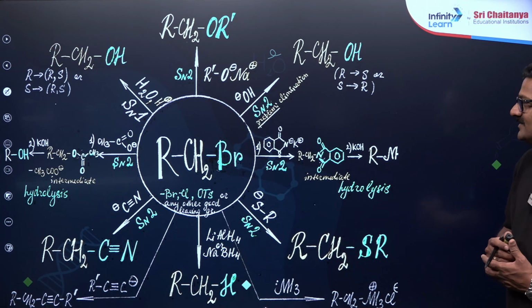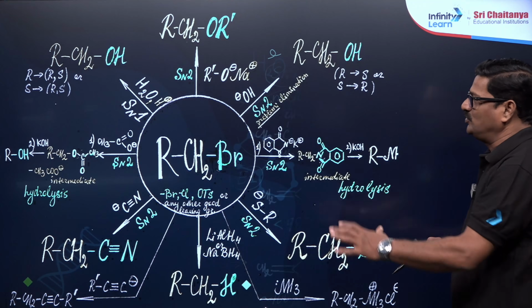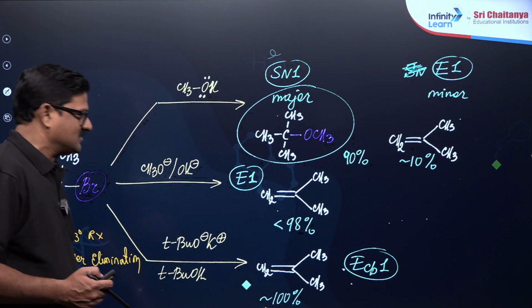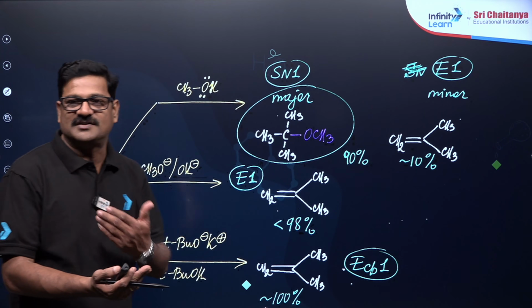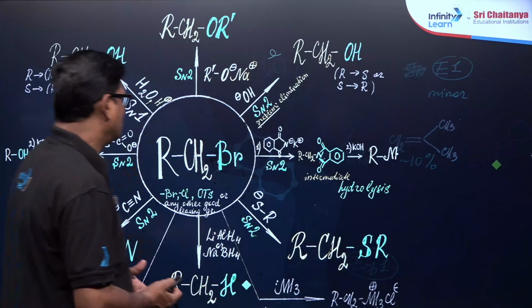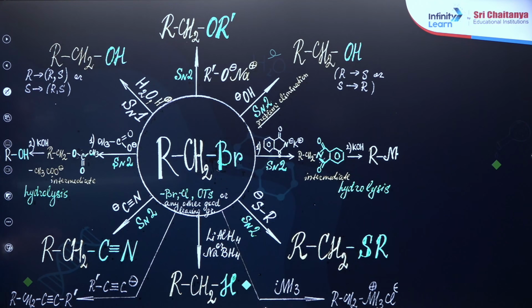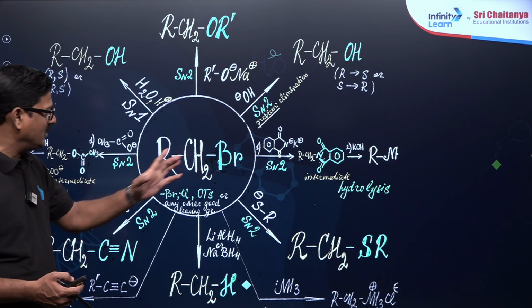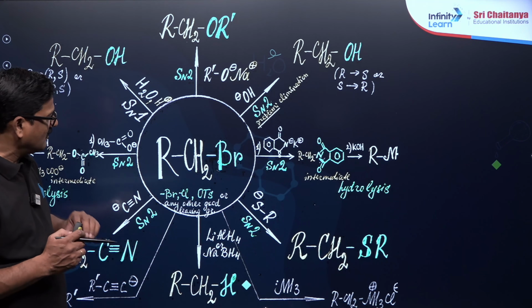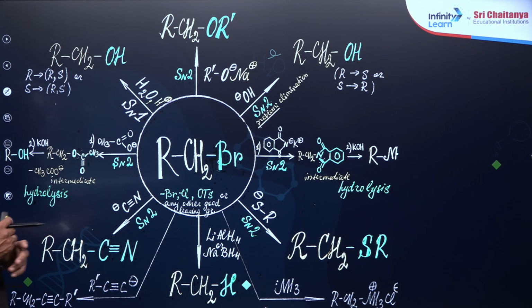Moving ahead. This is an overall view. So, you are preparing for your organic chemistry. Make sheets like this. Prepare the sheets like this, you can do the best. Now, alkyl halides: R, CH2, Br. It could be Br, Cl, OTs or any other good leaving group.